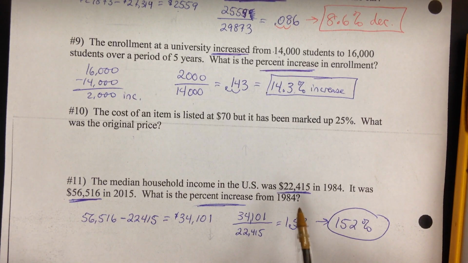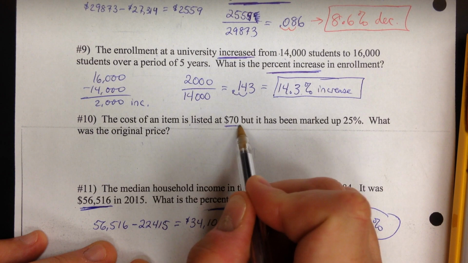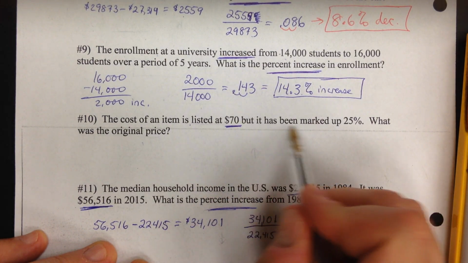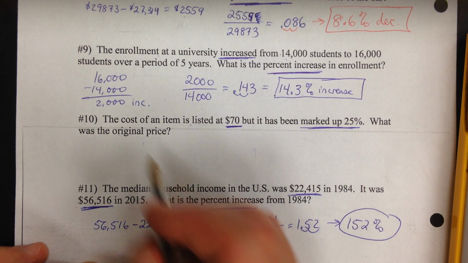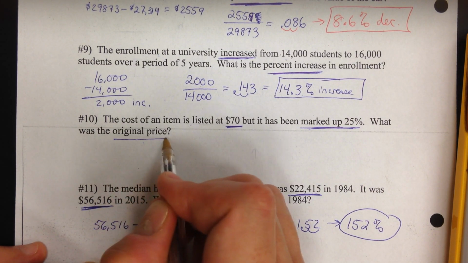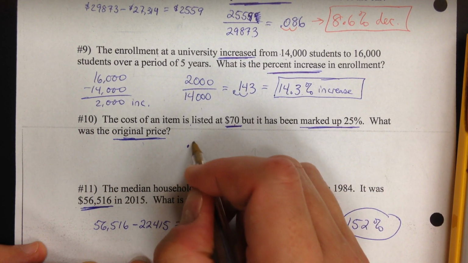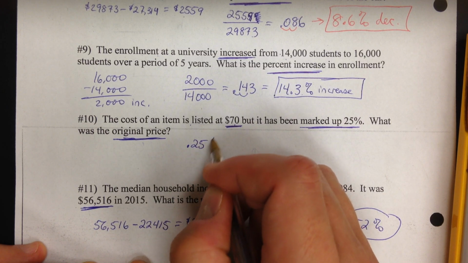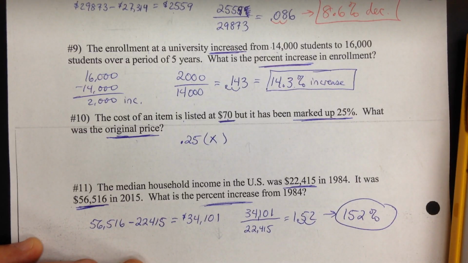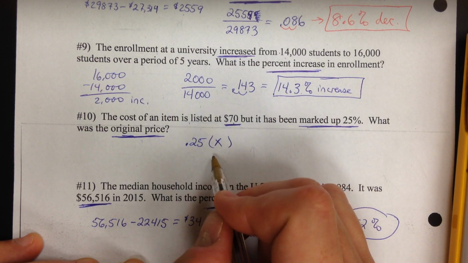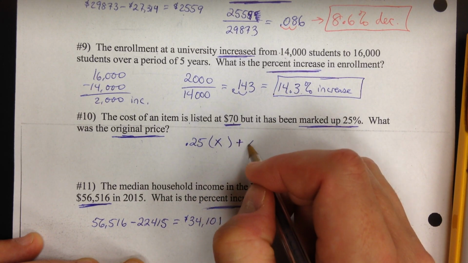All right, the last one here, number 10, is kind of tricky. Let's say the cost of an item is listed at 70, but you know it was marked up by 25%. What's the original price? The problem is we don't know where we're starting. We finish at 70. So when I take 25% of a number, it's 25% times the original number. I don't know what that is, though. Whatever I get from that, that would be the amount that it gets increased, but I would have to add that to the original amount.